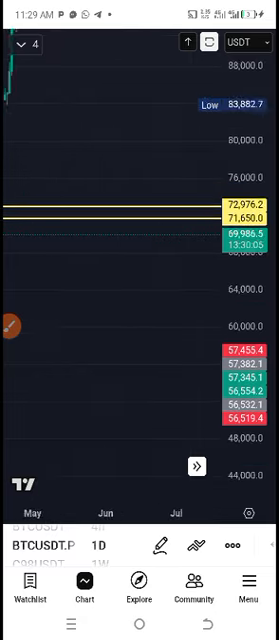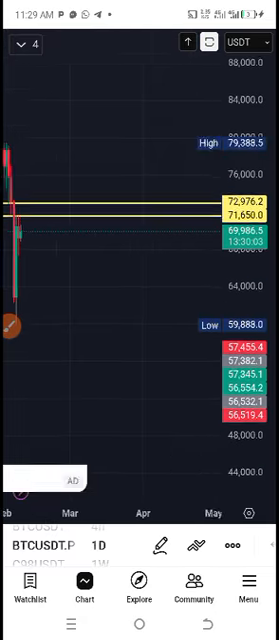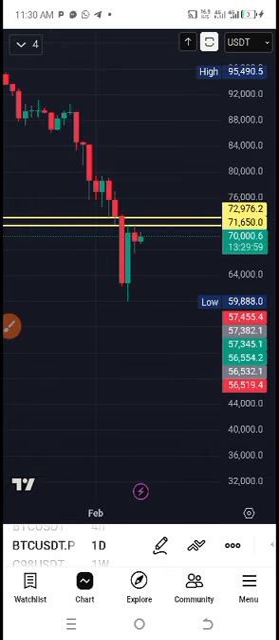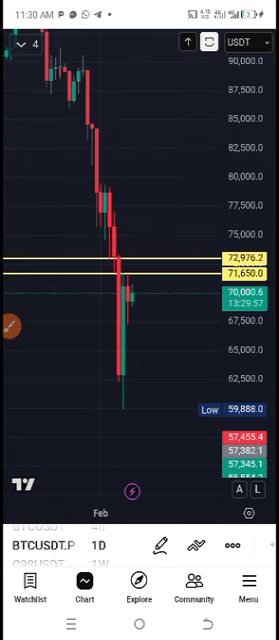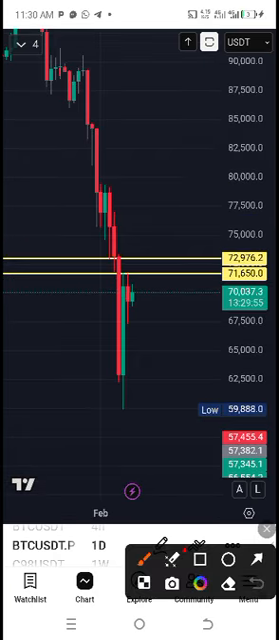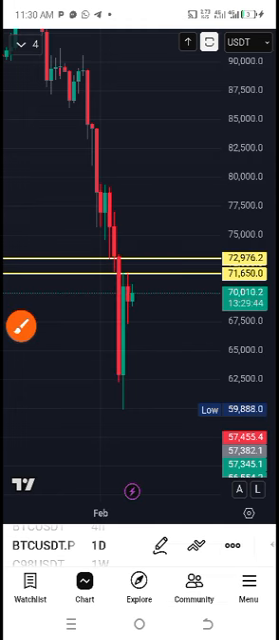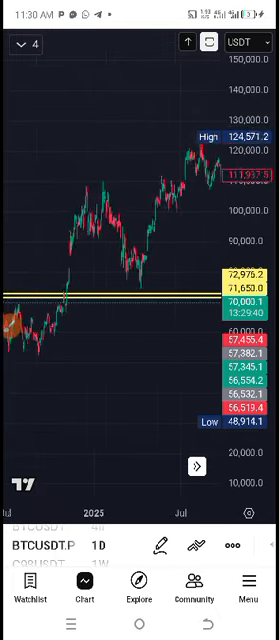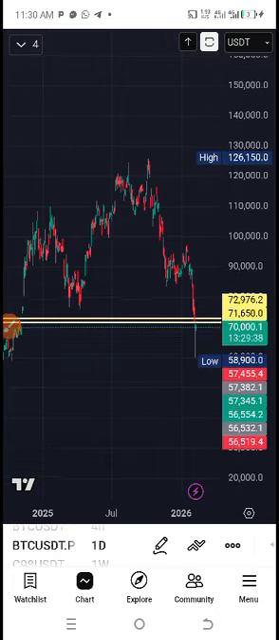All right, let's look at the current scenario in the Bitcoin market. So what do we have here? Zooming out, we see now Bitcoin has broken down this level and tested the level again, rejected, and is yet to test this level again.